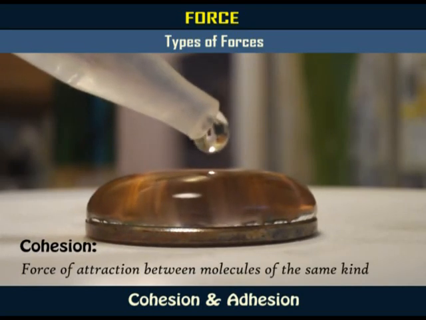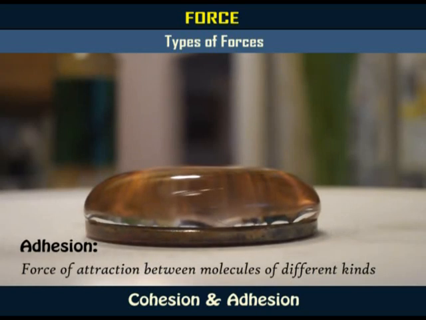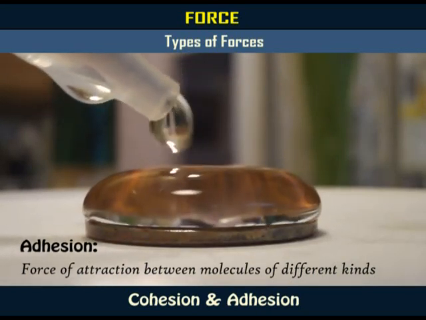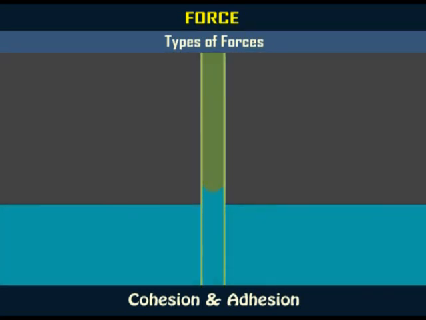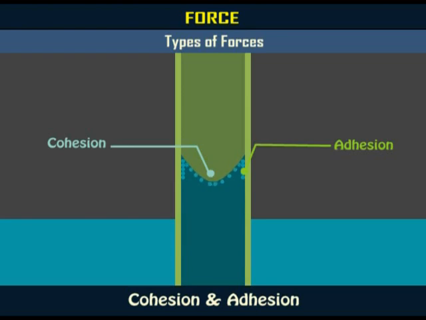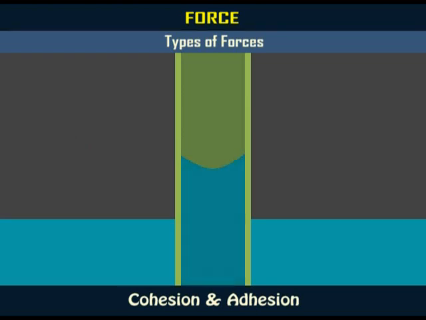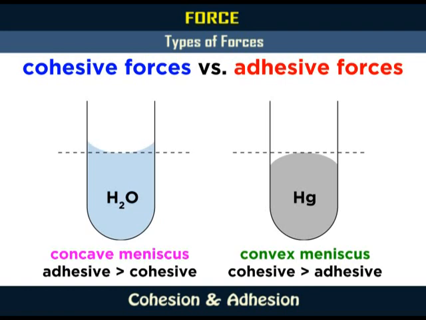Cohesive force is the force of attraction between molecules of the same kind, for example water and water molecules. Adhesive force is the force of attraction between molecules of different kinds, for example water and metal. The two forces are responsible for the rising of liquids through capillary tubes. The liquid molecules stick to each other and also to the wall of the capillary tube. When the cohesive force is less than the adhesive force, the liquid forms a concave meniscus, for example in water. And when the cohesive force is greater than the adhesive force, the liquid forms a convex meniscus, like in mercury.